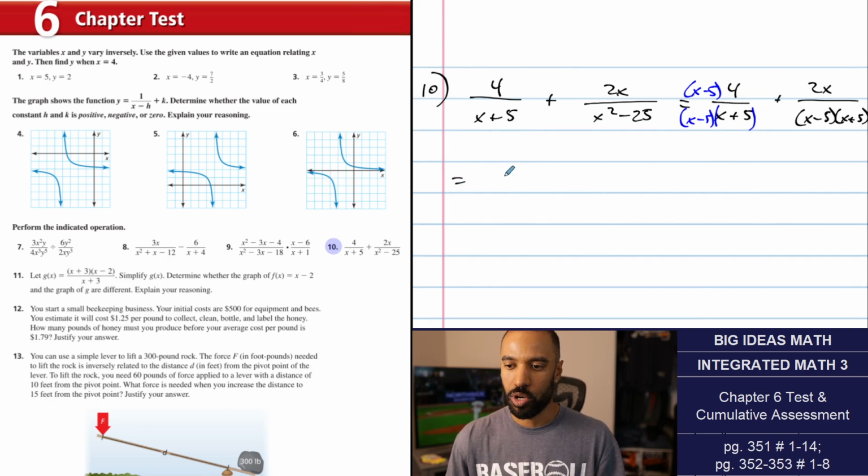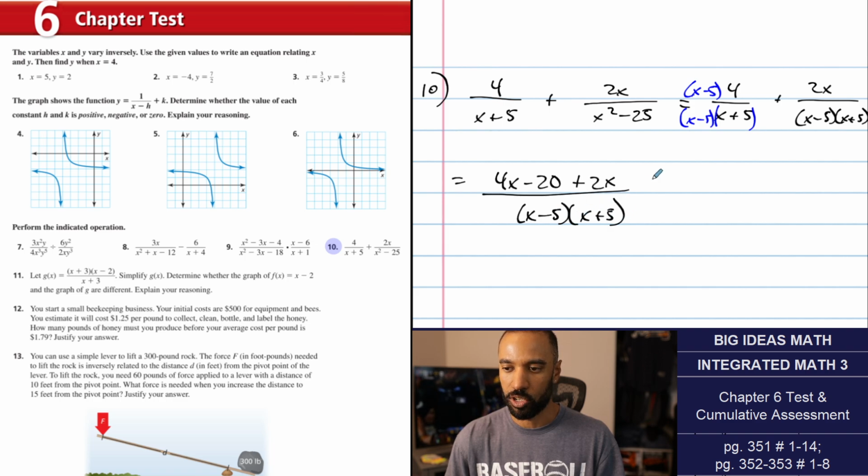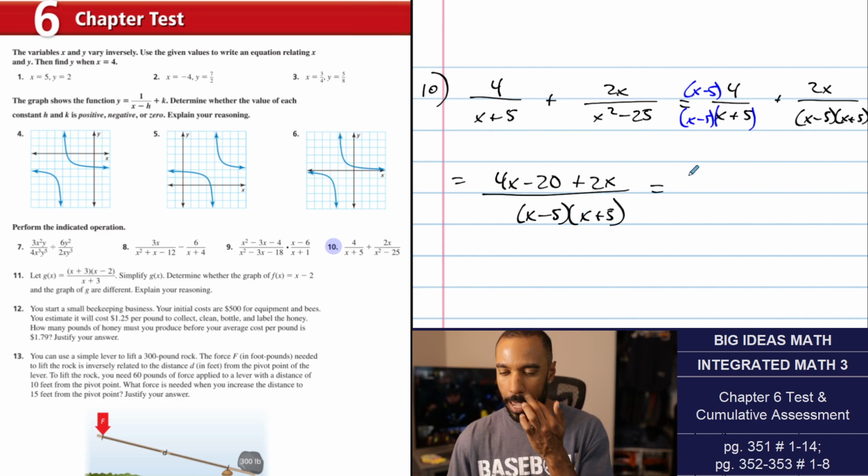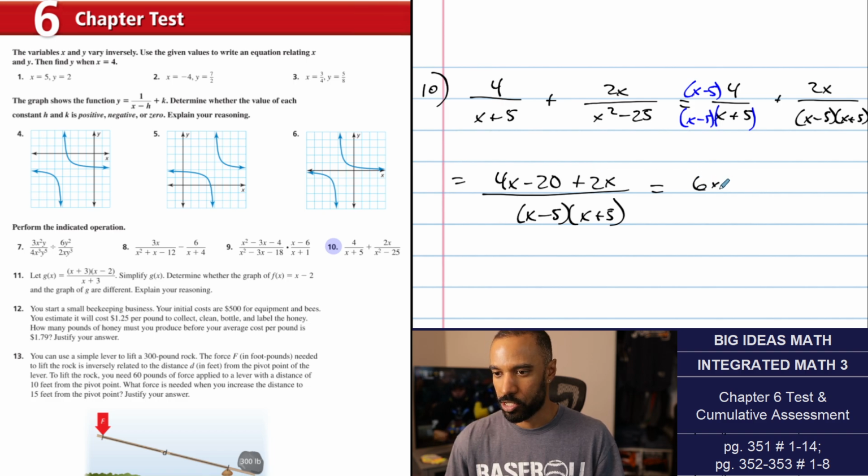That's our goal. 4 distributes into x minus 5 to get 4x minus 20. We add the 2x with it because now it's all over a common denominator of x minus 5 times x plus 5. Leave those factored on bottom. On top, our goal is to combine. 4x plus 2x is 6x.